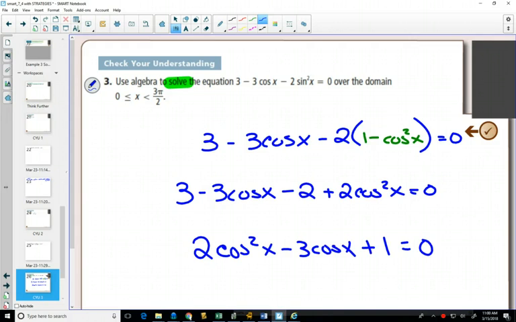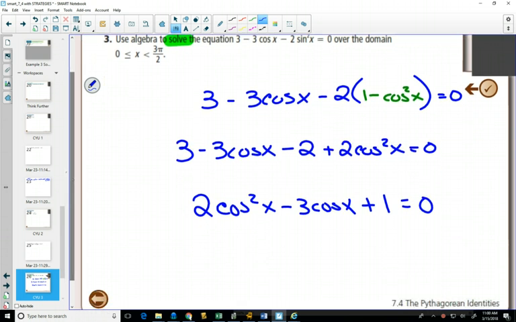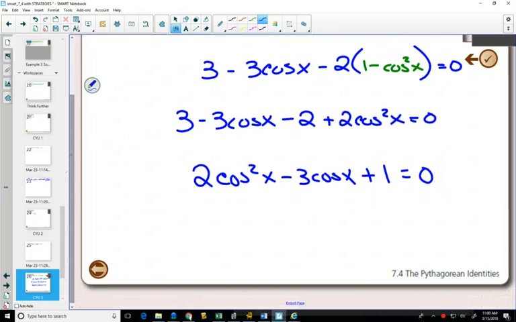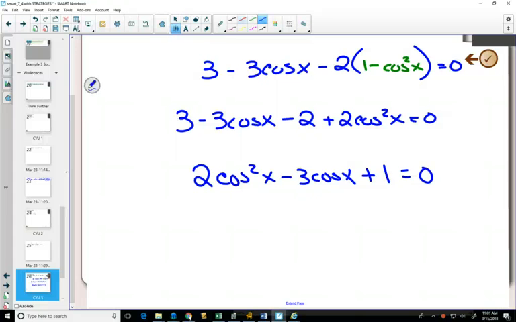So at this point, we have some options. We can either try to factor this, or we could use the quadratic formula. Looking at the numbers, this is going to be a fairly easy one to factor. Because when we set this up for factoring, the only possibility for cos squared would be 2 cos and cos. The only possibility to get 1 is 1 and 1. So really, the only thing we have to try to figure out are what are the signs going to be between those two terms.